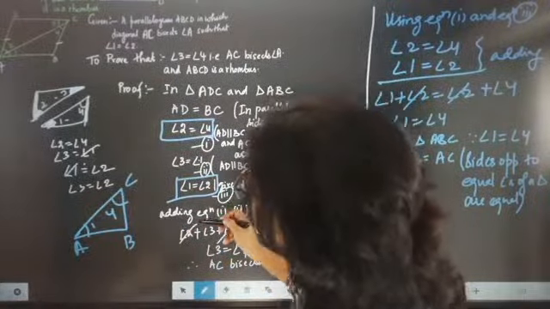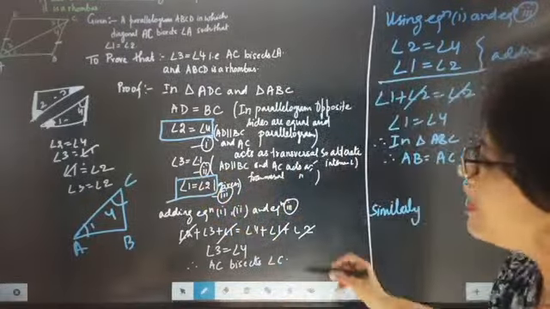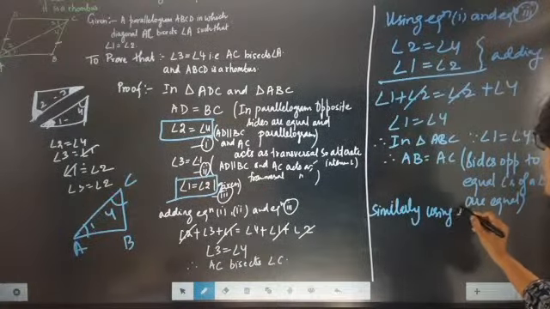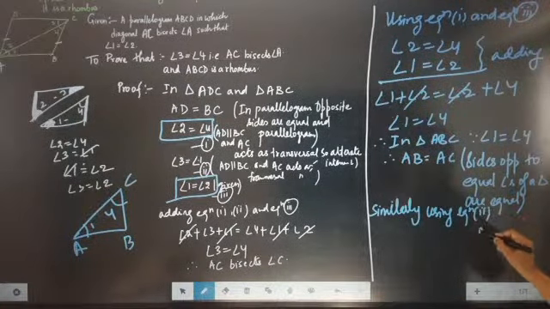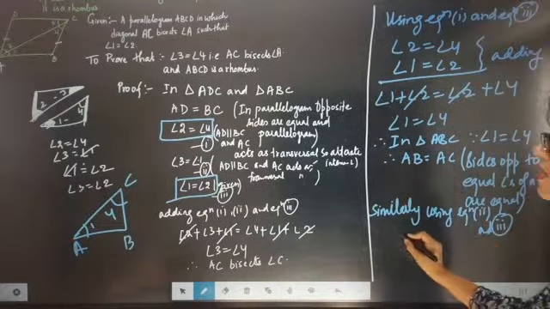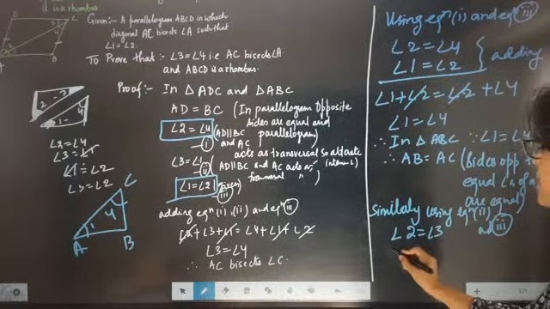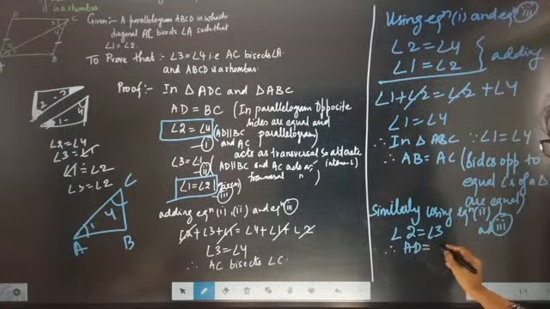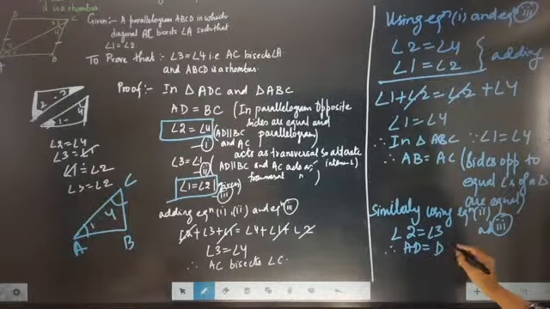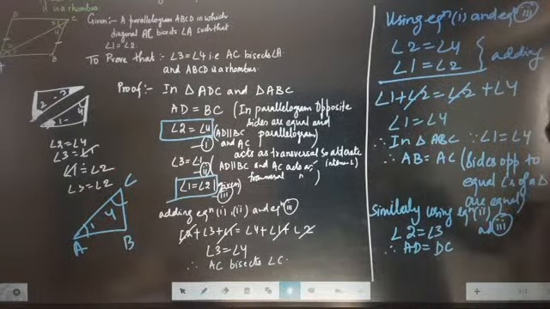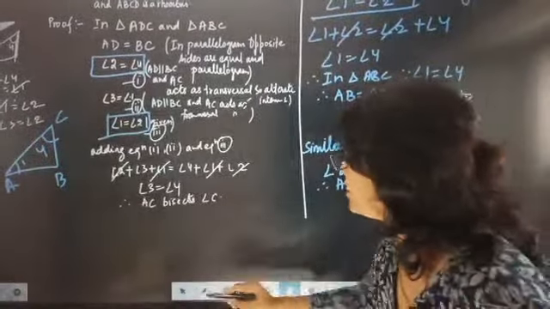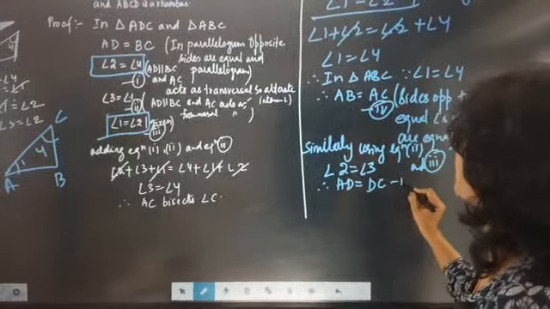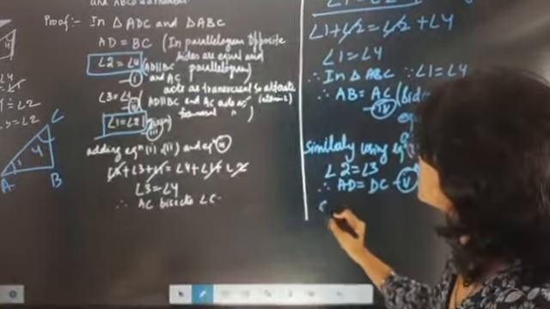So similarly, now we are going to take, using equation 2 and 3, angle 2 is equal to angle 3. Therefore, AD equal to DC. Okay, here AB equal to AC is coming and here AD equal to DC. So now adjacent sides we are making equal. So equation 4, equation 5.